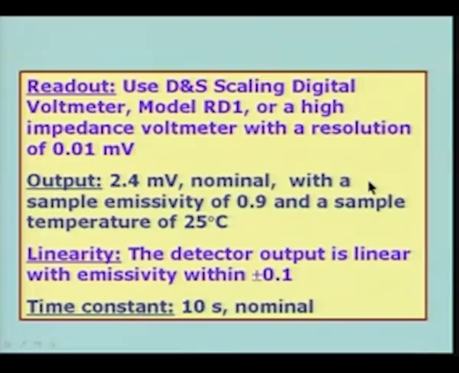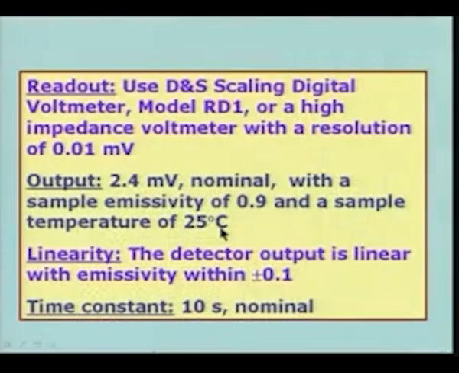And let us look at the specifications given by the manufacturers. It is a readout type instrument, that means that you use the D&S scaling digital voltmeter, model RD1, or a high impedance voltmeter with a resolution of 0.01 millivolts. The output is 2.4 millivolts nominal with a sample emissivity of 0.9. That means, if you use the high emissivity sample, the output of the instrument is 2.4 millivolts, at a sample temperature of 25 degrees, which is what we have taken in this particular case.